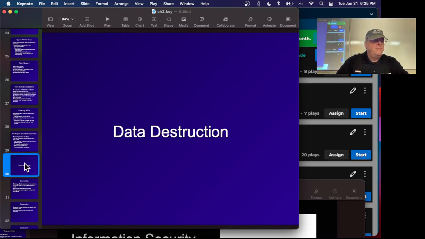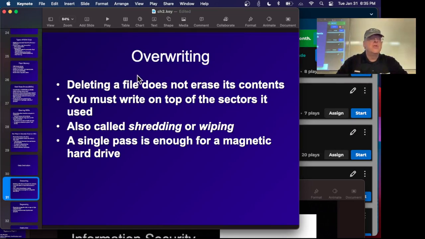All right. So to destroy data, deleting a file does not erase its contents, it just makes the space available. It's only erased when new data is saved on top of it, which is called shredding or wiping, or on an SSD when the background garbage collection overwrites it.